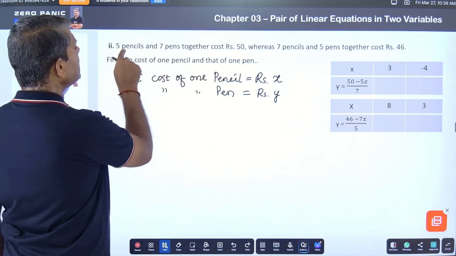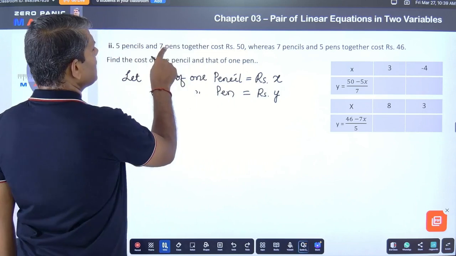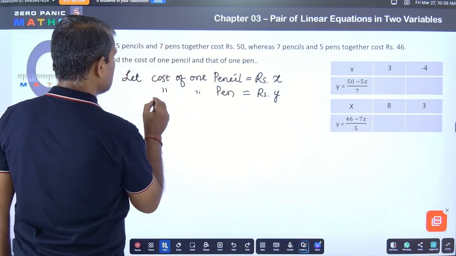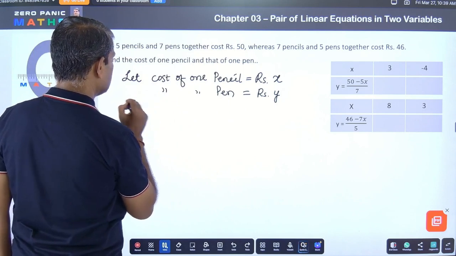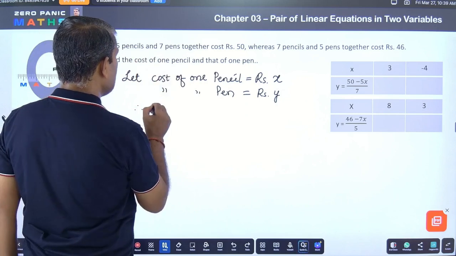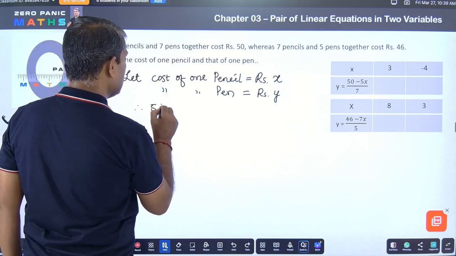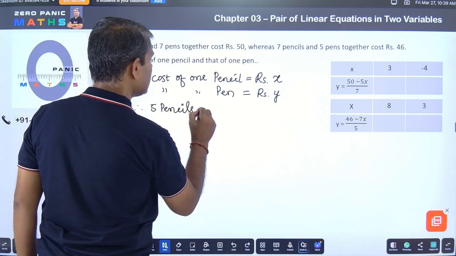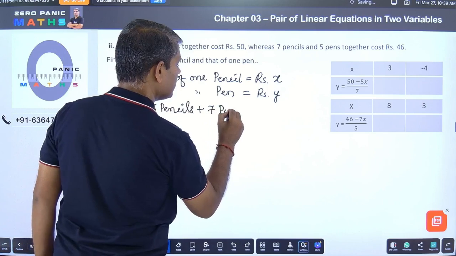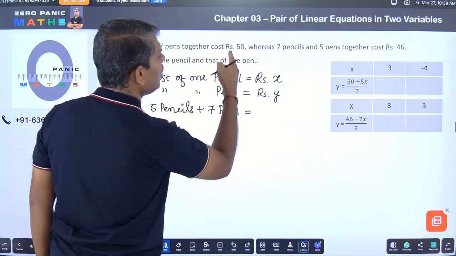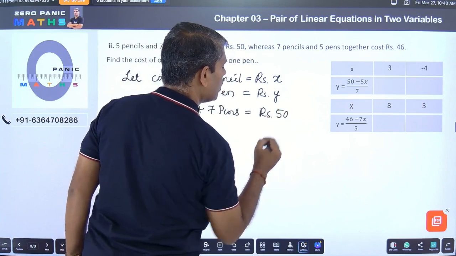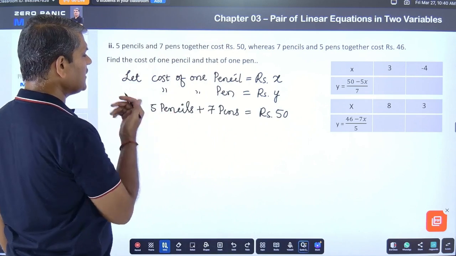One is 5 pencils, that is 5x, 7 pens, that is 7y. Okay, so therefore, given is 5 pencils plus 7 pens is equal to rupees 50. Correct? This is what is given.